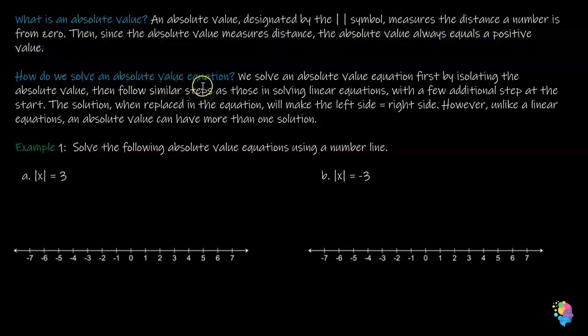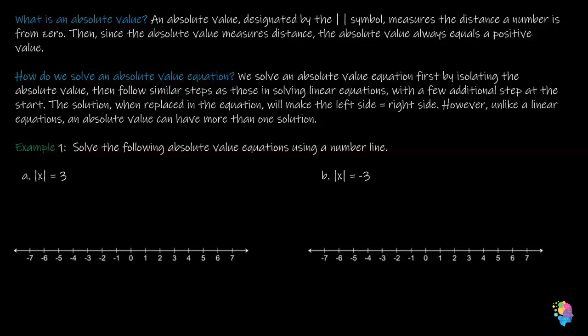Now, how do we solve it? We solve an absolute value equation first by isolating the absolute value. Then we follow similar steps as those in solving linear equations with a few additional steps at the start. The solution, just like before, when replaced back into the equation, should make the left side equal the right side. However, unlike linear equations that have one solution, absolute values can have more than one solution.